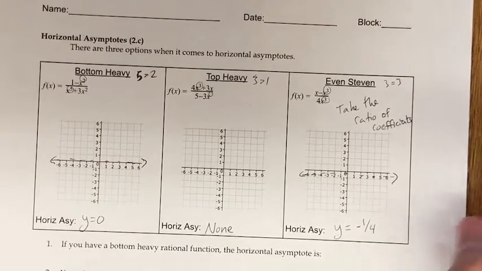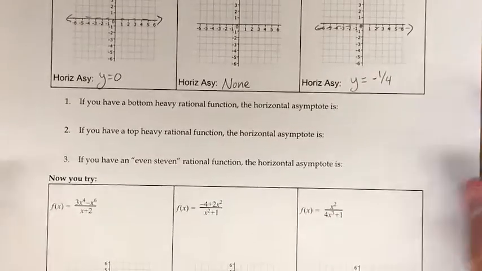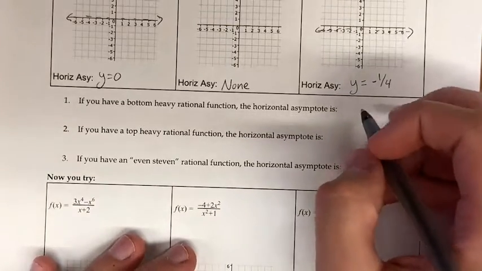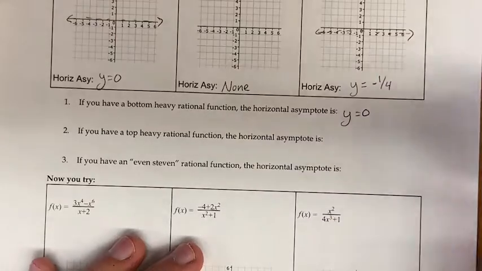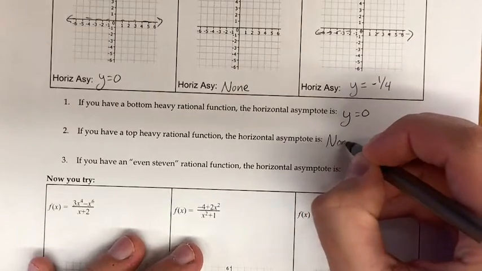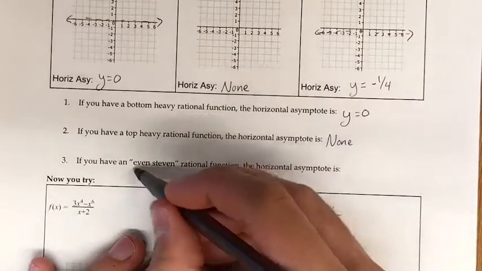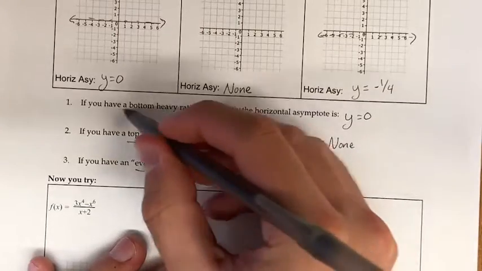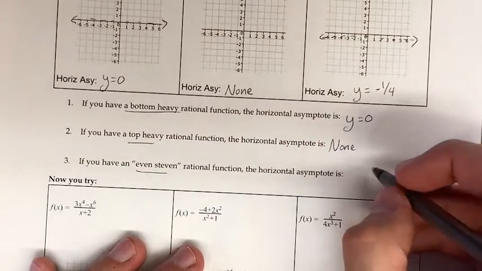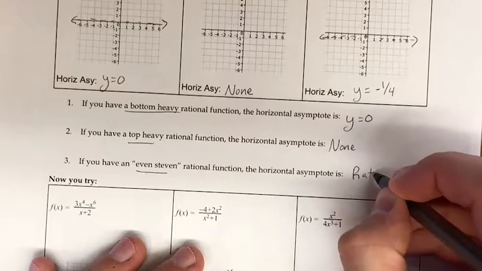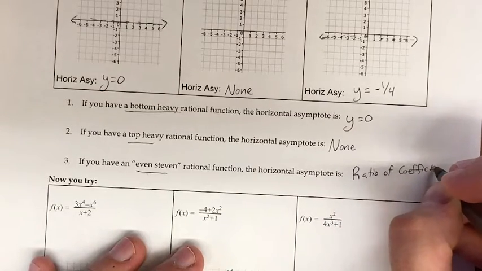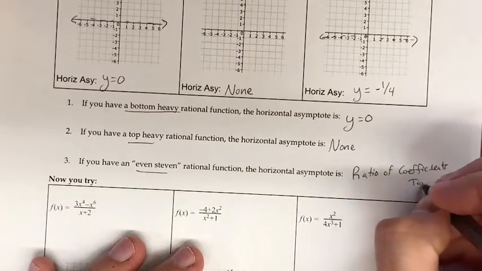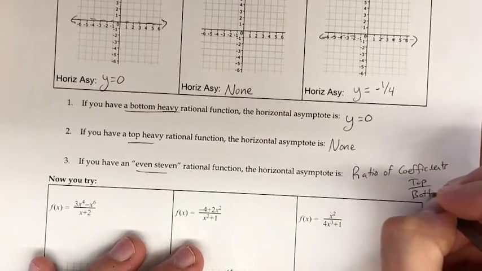Okay. So to sum that up, bottom heavy rational functions, the horizontal asymptote is y equals 0. Top heavy, there is none. And even-steven, the horizontal asymptote is the ratio of coefficients. And it's always the top over the bottom.